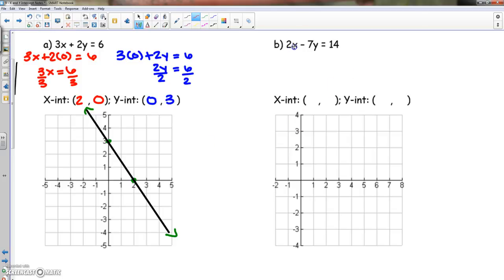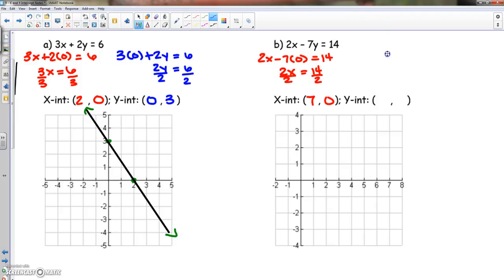If I look at B, I need to solve for my x-intercept first. So I'm going to have 2x minus 7 times 0 equal to 14. If I'm solving for x, I plug in 0 for y. Negative 7 and 0 are going to be 0, so they disappear. 2x is going to equal 14. When I divide both sides by 2, I'm going to be left with 7.